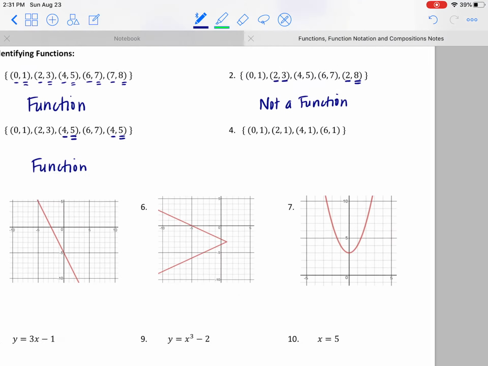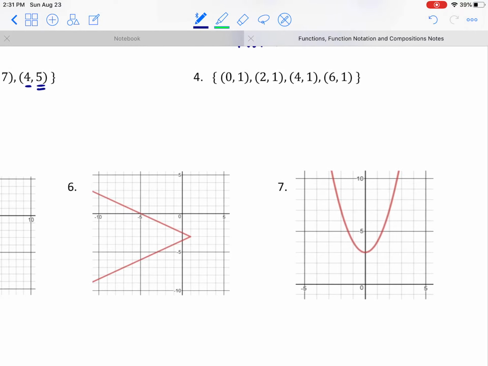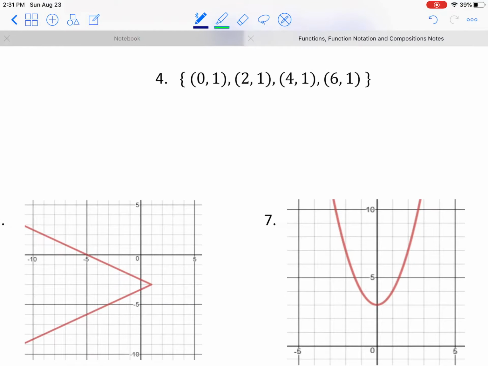Okay? Alright, how about this number 4 here? You might be thinking that it's an issue because that y value is repeating in every single one of those points. So 0 maps to 1, 2 maps to 1, 4 maps to 1, 6 maps to 1, but that's not going to be a problem. This is like 4 different people sharing the same birthday, right? Those 4 different x's can all map to the same y. That is still considered a function.